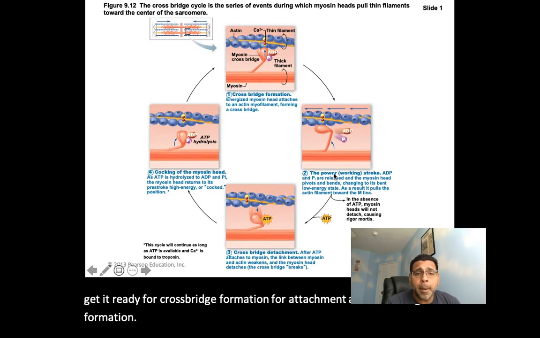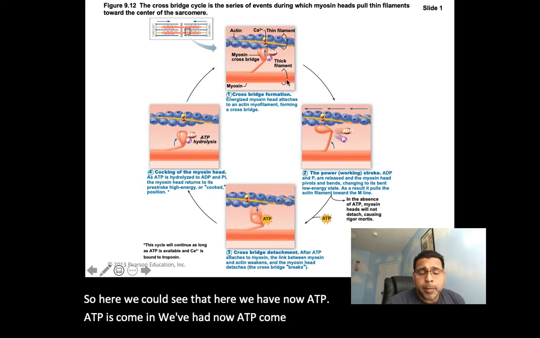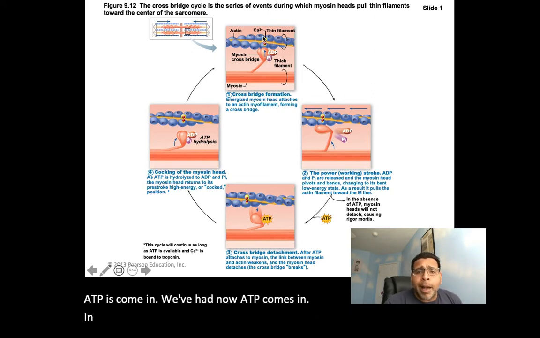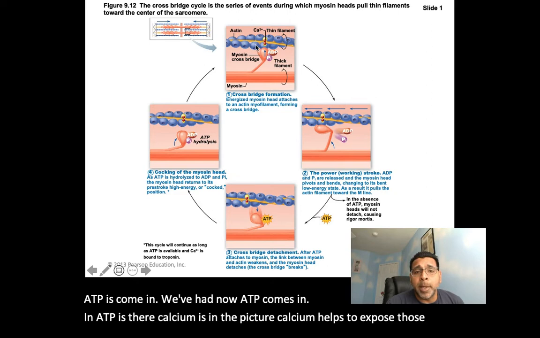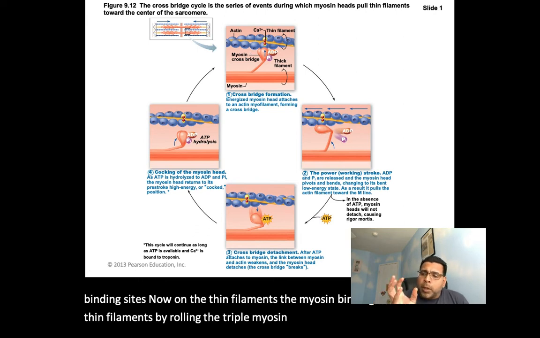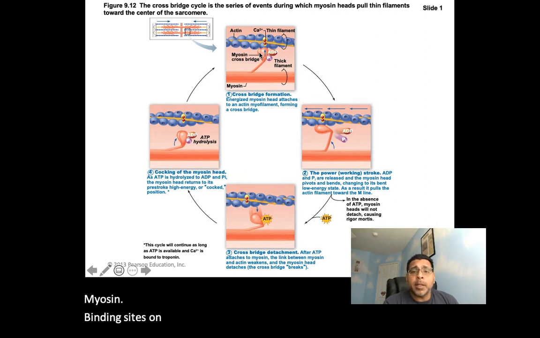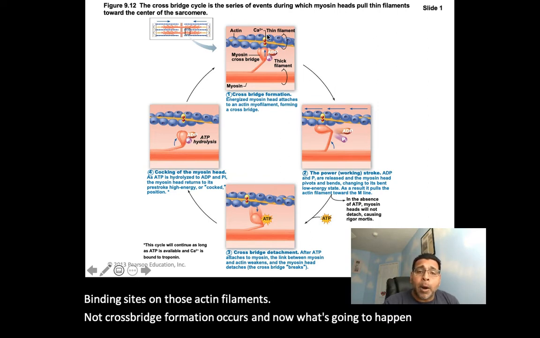So here we could see that we now have ATP. ATP has come in, and ATP is there. Calcium is in the picture. Calcium helps to expose the myosin binding sites on the thin filaments by rolling the troponin-tropomyosin complex over. Now you can see the myosin heads are able to attach to those myosin binding sites on the actin filaments. Cross-bridge formation occurs, and the power stroke takes place next.